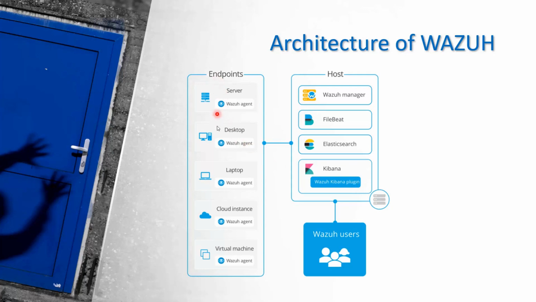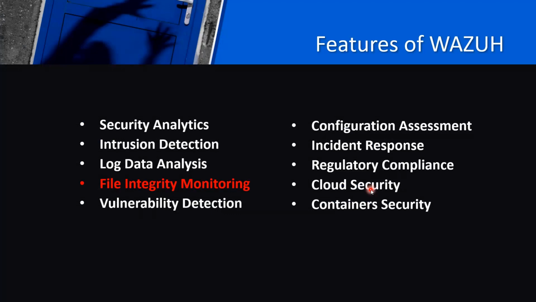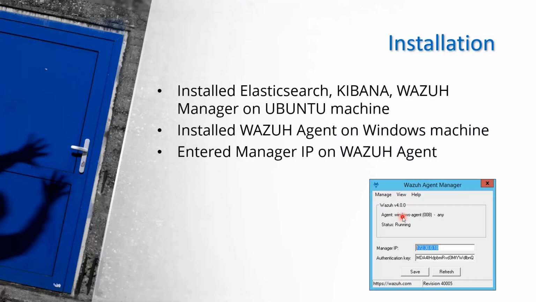The endpoints are responsible for sending the data to the Wazuh Manager, and then the Wazuh Manager uses the configuration of Filebeat to insert all data in Elasticsearch, and we can visualize it in our dashboards. So these are some of the features which Wazuh covers: security analytics, configuration assessment, intrusion detection, incident response, log data analysis, regulatory compliance, file integrity monitoring, cloud security, vulnerability detection and container security.